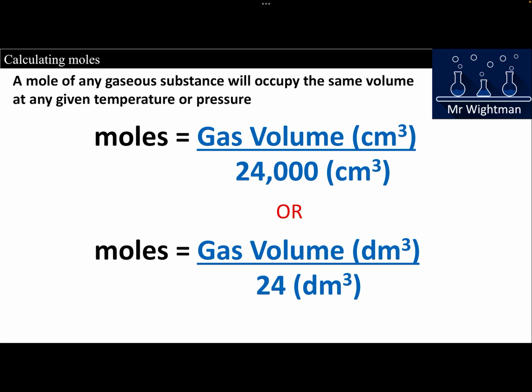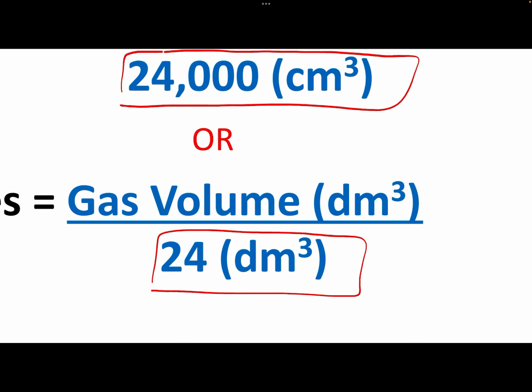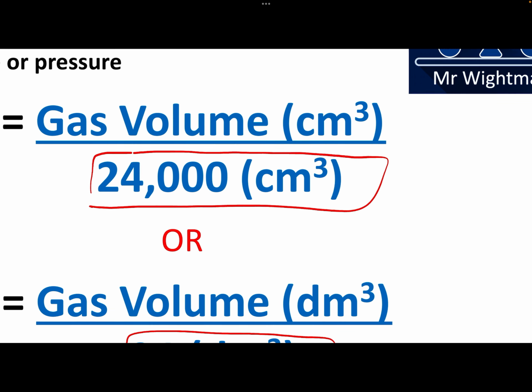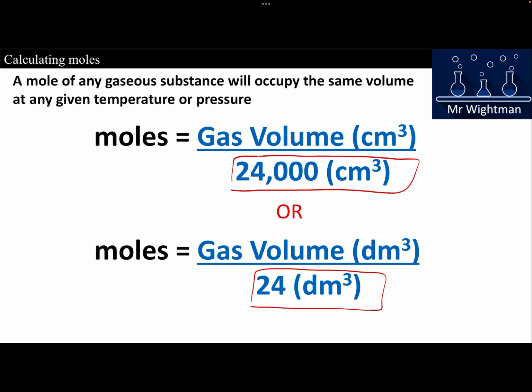A mole of any gaseous substance will occupy the same volume at any given temperature or pressure. And so this will be a constant value at either 24,000 or 24 if we were to have 1 mole of the substance. These units do need to be correct. You can't have centimetres cubed of dm cubed, it would have to be the same unit, otherwise it will not make sense.